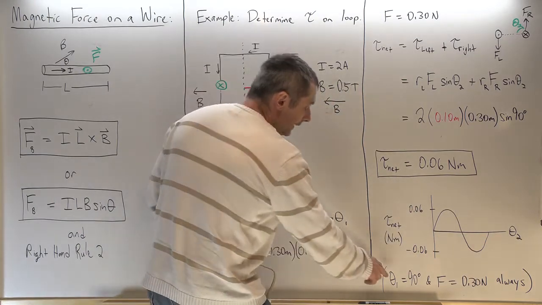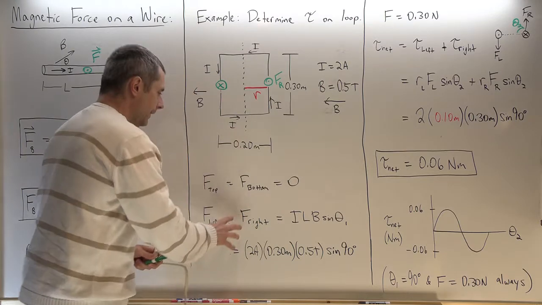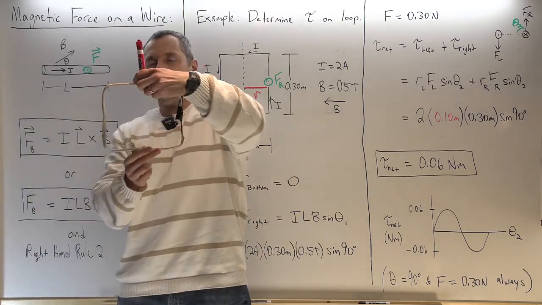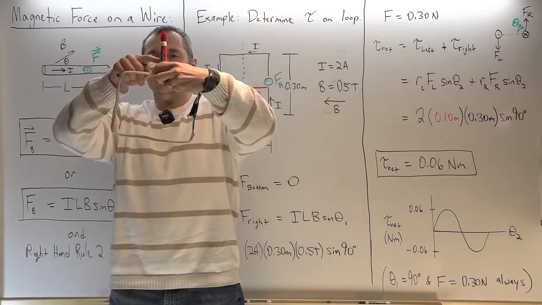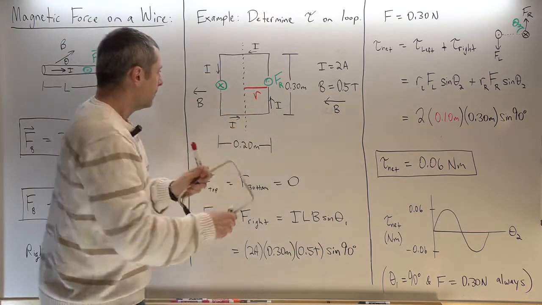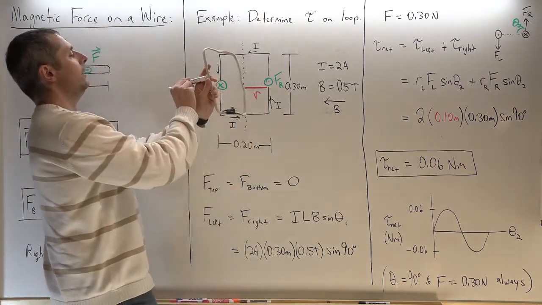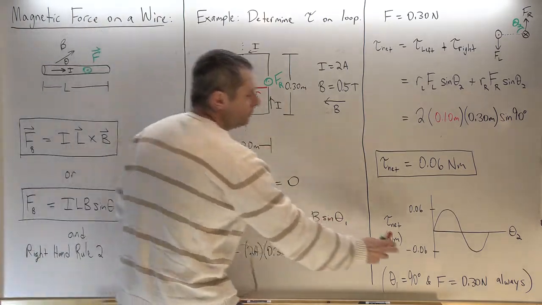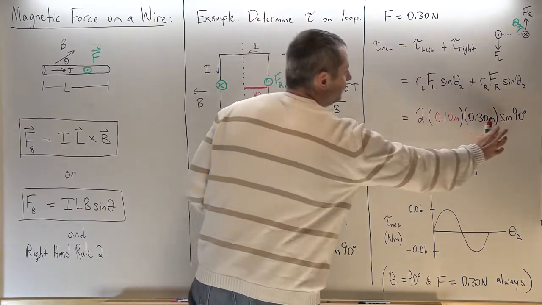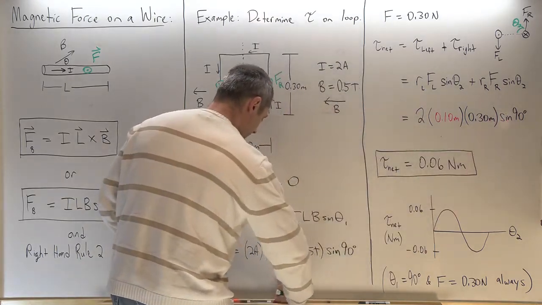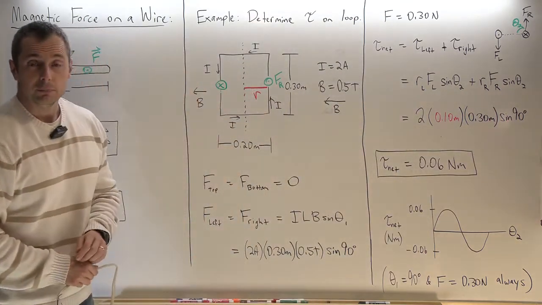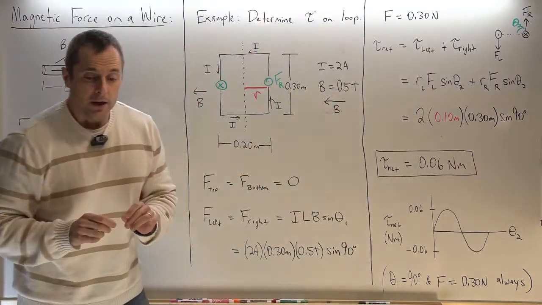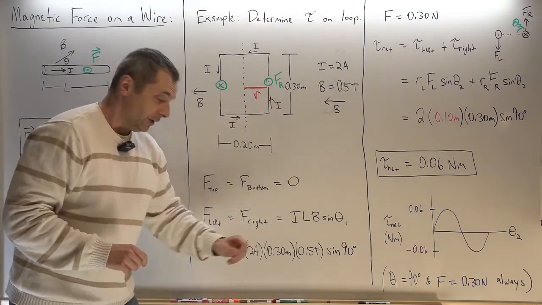But the entire time, theta 1 in this calculation, the current and the magnetic field, no matter how I change the angle of this hoop, are always 90 degrees to each other. And so the forces are always 0.3. The torque is only changing because this angle is changing. So that's an example of something you might have to do on an AP test, calculating your torque on a hoop. Let me create a pause to allow you to catch up.